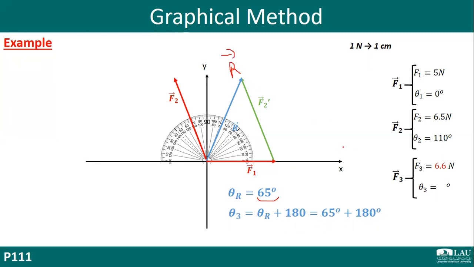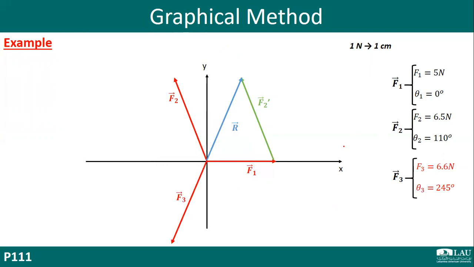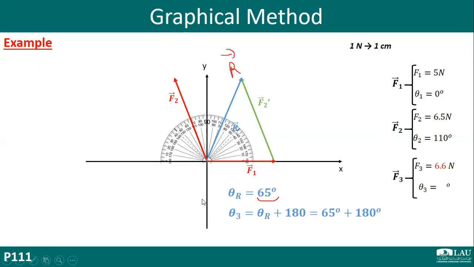Our target is to find the equilibrium vector. So we draw a line with the same length, but in the opposite direction. Then you add 180 to the angle of the resultant vector, and you will obtain the angle of F3. So mainly that's what you are going to do in lab 5.